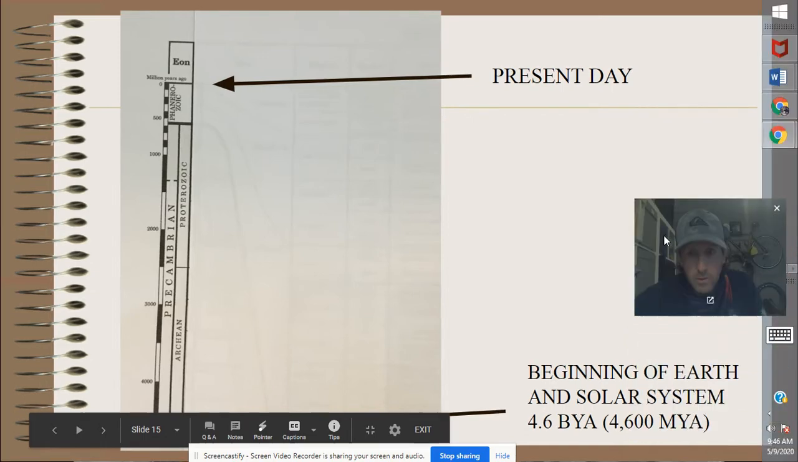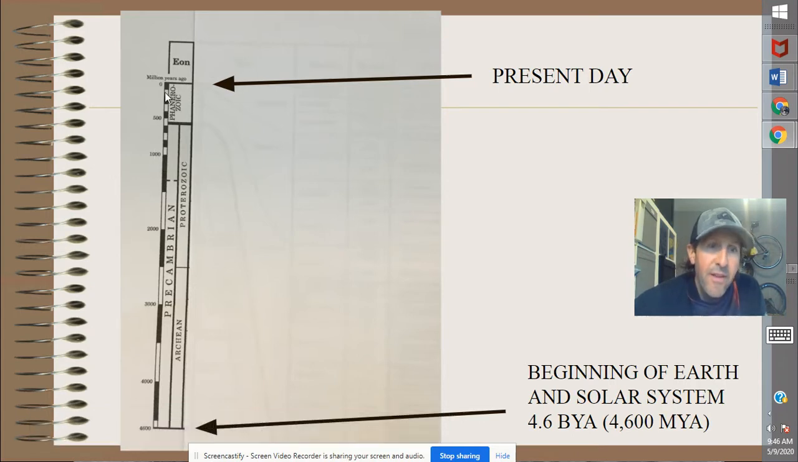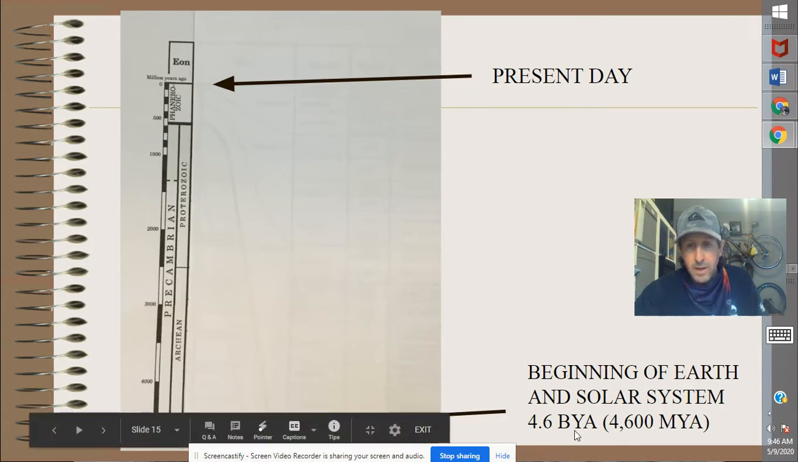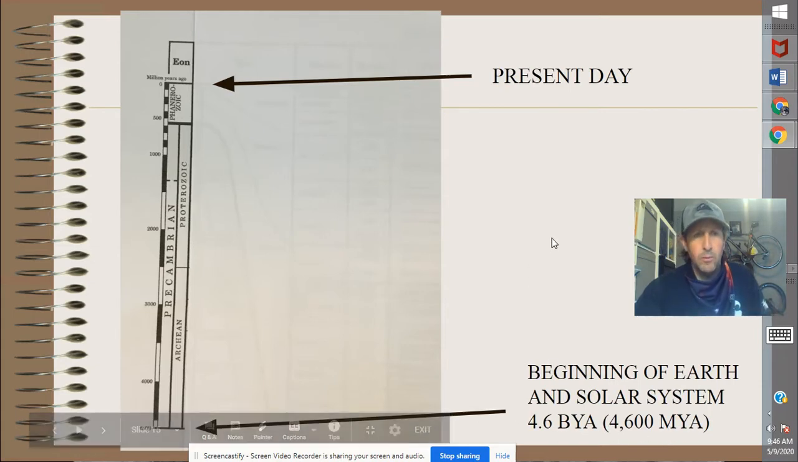But if you follow the arrow, we've got the Precambrian and we have the Phanerozoic. And sure enough, if you look at the bottom, it says 4,600. That's the start of time. That is the beginning of the Earth and solar system. 4,600 million years ago. We're going to just say 4.6 billion years ago. That's what these abbreviations along the bottom are, BYA, billions of years ago compared to millions. It's the same thing. It's just the reference table represents it a little bit differently.